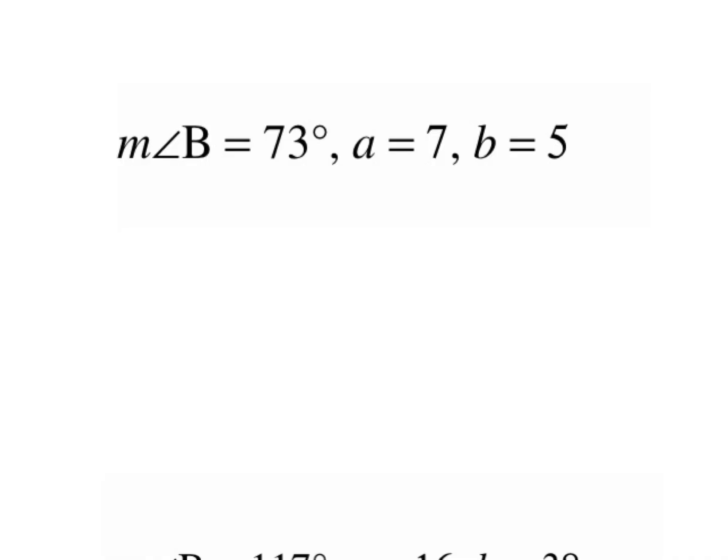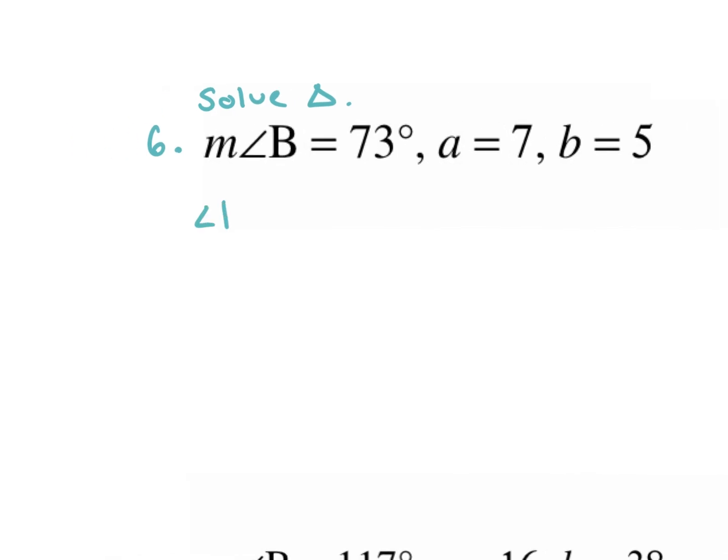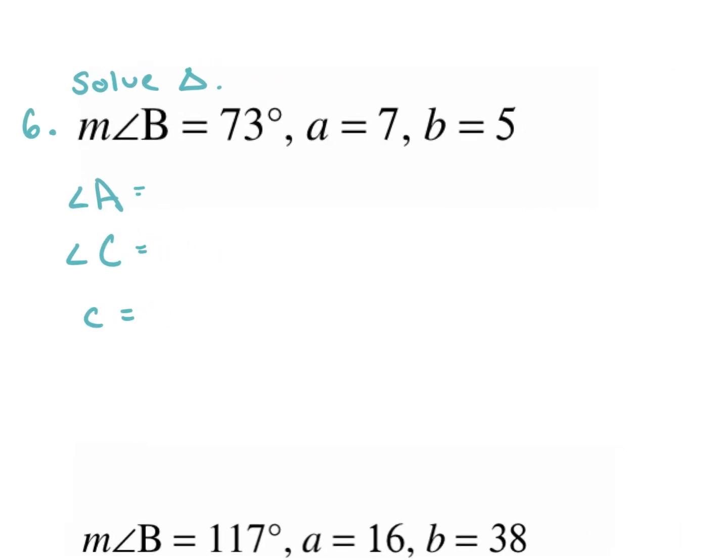So let's say we had a question like, we'll call this number 6, and it doesn't give us the triangle, but it says to solve the triangle. So that means it wants us to find everything. It gives us angle B, side A, and side B. We got to find all of the missing parts. So we're going to find angle A, angle C, and side C. Now, if you want to, you can draw the triangle. You can always draw the triangle if that helps you. You don't have to, though.